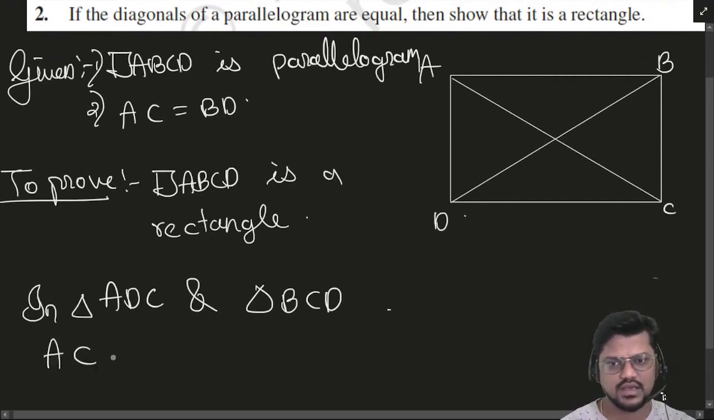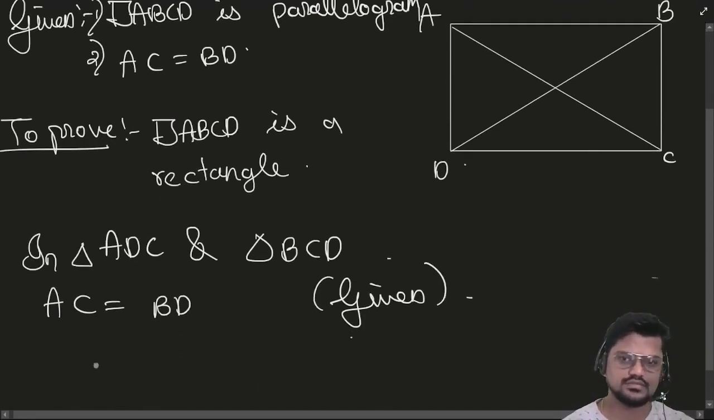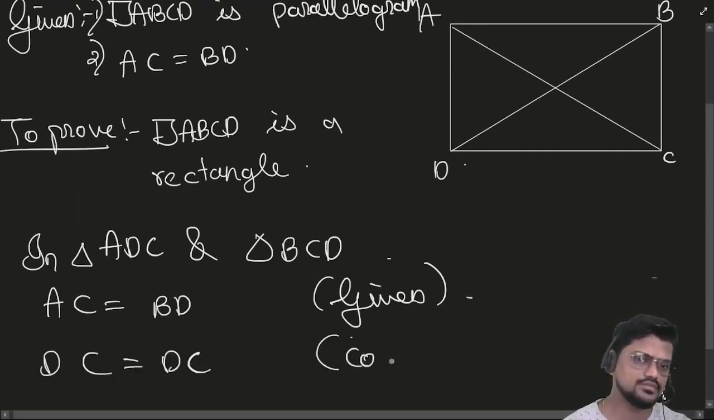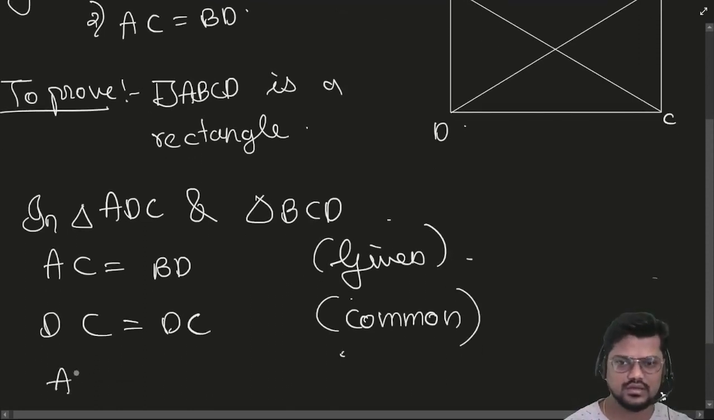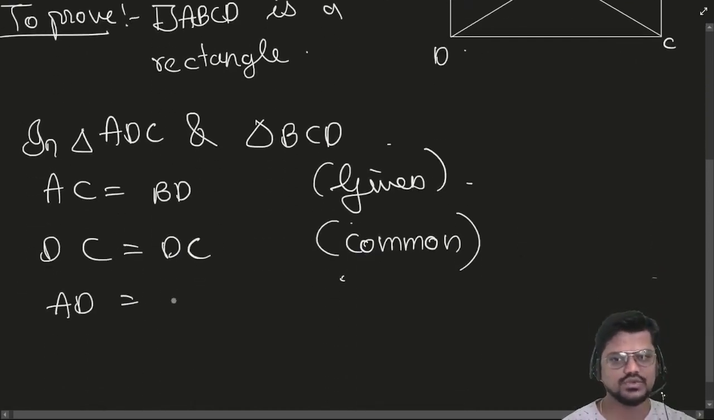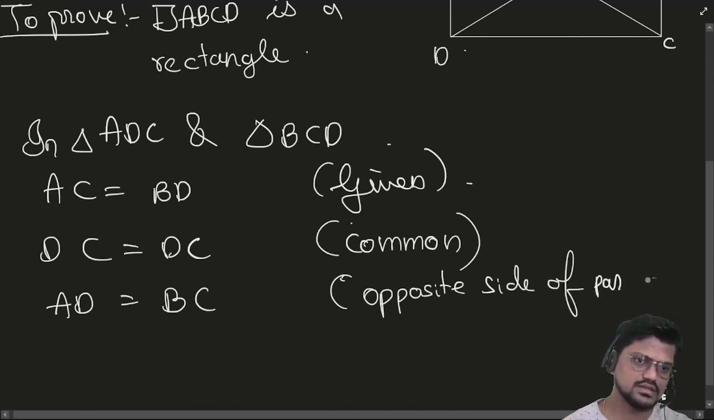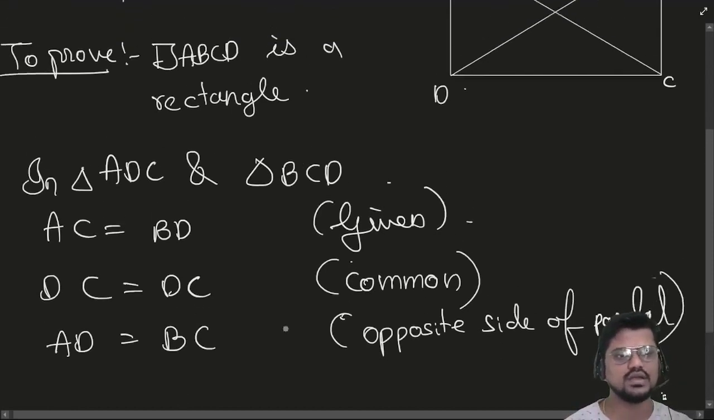AC is equal to BD, given. After that, DC is equal to DC. Why? Common. And AD is equal to BC. Why? Opposite sides of a parallelogram. We know already that it is a parallelogram. We only have to prove that it is a rectangle.